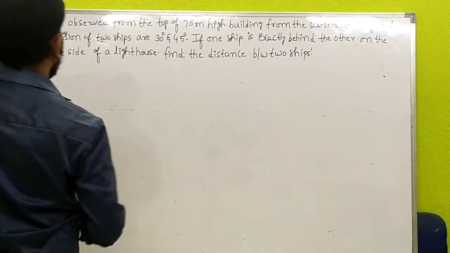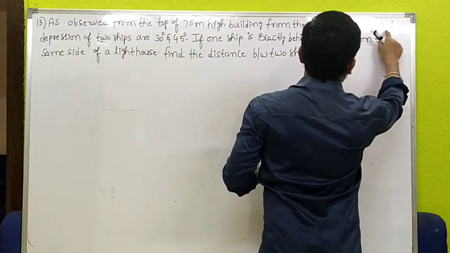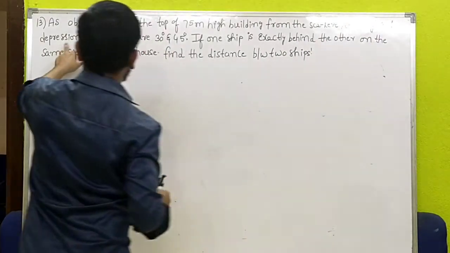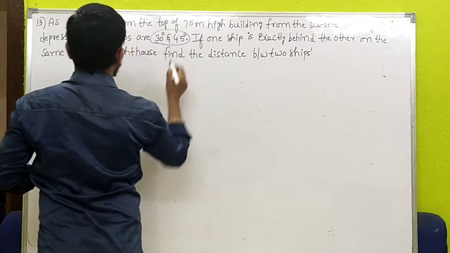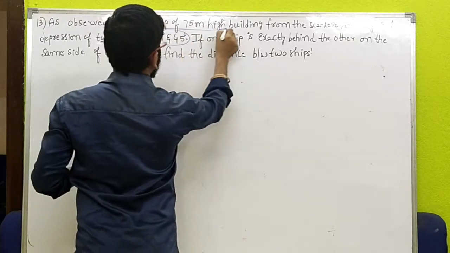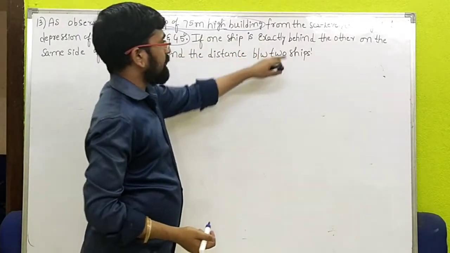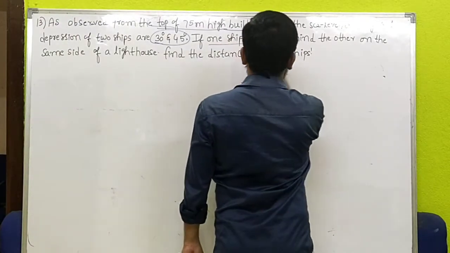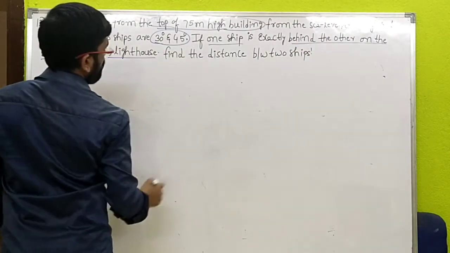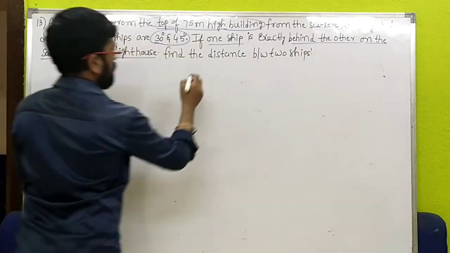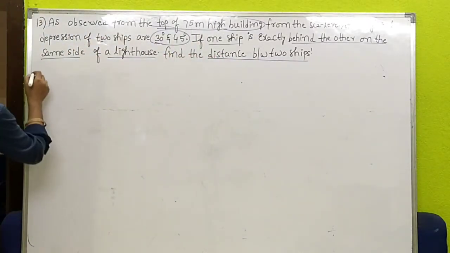As observed from the top of a 75 meters high building from the sea level, the angles of depression of two ships are 30 degrees and 45 degrees. One ship is exactly behind the other on the same side of the lighthouse. Find the distance between the two ships. For this we need to draw a diagram.